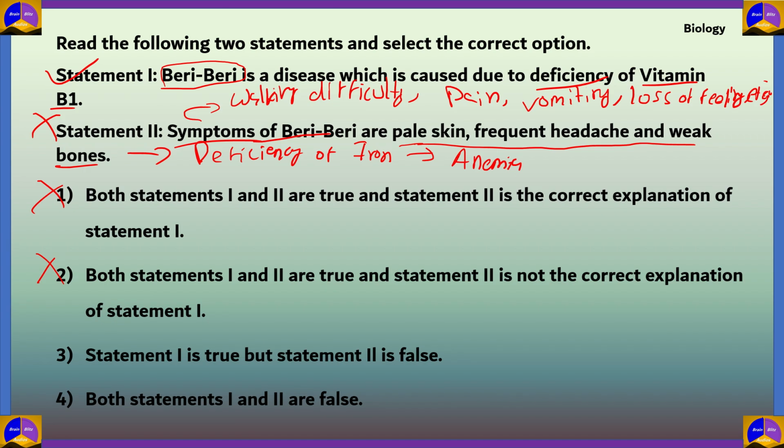Option 4 says both statements 1 and 2 are false. This is incorrect because we have proved that statement 1 is correct. So the correct answer is option 3. Statement 1 is true, but statement 2 is false. That is correct. So the correct answer for this question asked in biology is option 3.